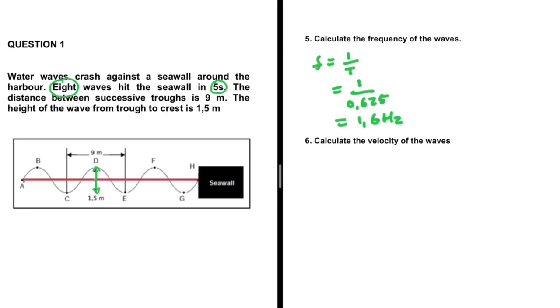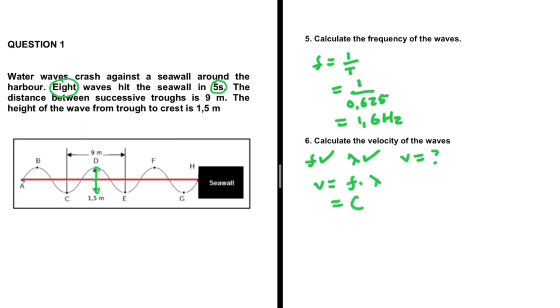The last question, calculate the velocity of the waves. So we have the frequency, we have the period, but I don't think we can use the period to calculate the velocity. What else do we have? We have the wavelength. It's given to us in the diagram provided. Now we're looking for the velocity. Should be easy to see that the velocity will be equal to the frequency multiplied by the wavelength.